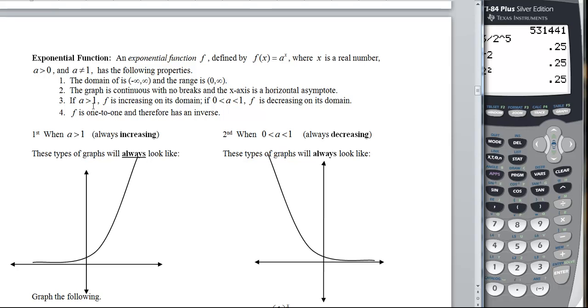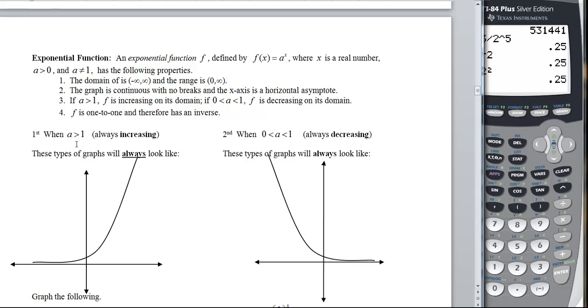If my base is greater than one, then f is increasing on its domain. So this one right here, when a is greater than 1, notice as I come from left to right, my y values are increasing as I go toward my right. Now, if my base is between 0 and 1, they're fractional, f is decreasing. Notice how it decreases. F is 1 to 1 and therefore has an inverse. We'll get to that later.